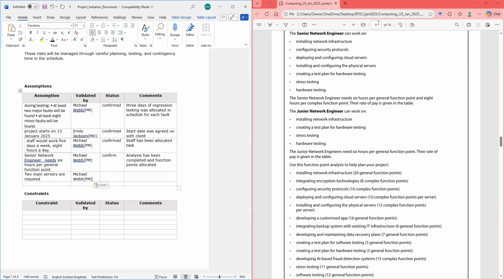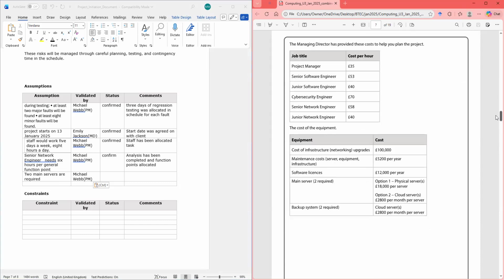All right. So two main servers are required, right? And it's right here. Main servers, two required. Confirmed. So this is confirmed because the two main servers are required, right?